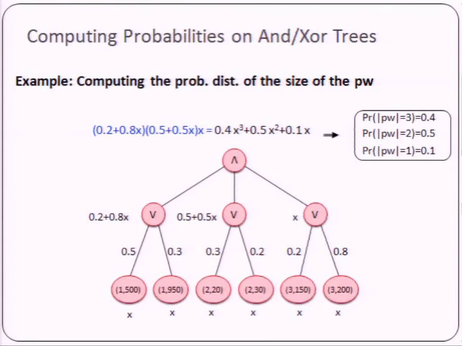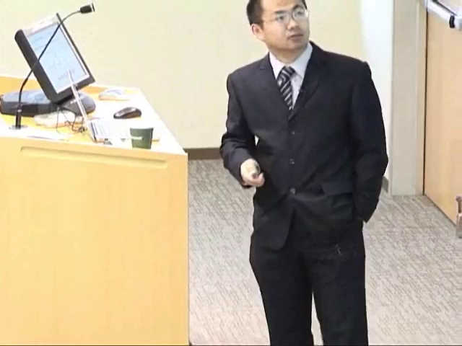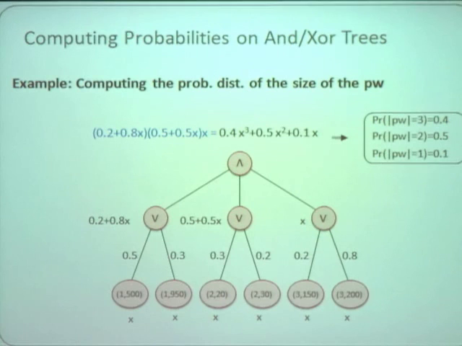Okay, therefore, let's look at an example here. Let's say we want to compute the probability distribution of the size of the possible world. So we associate all the leaves with variable x, because we want to compute the number of tuples in this possible world. Then we construct the generating function: this times this plus this times this plus 0.2, and so on and so forth. And at the root, we have this generating function. We expand it to standard form and the coefficients will be the probability distribution of the possible world. Okay, so this is one simple application of the theorem.